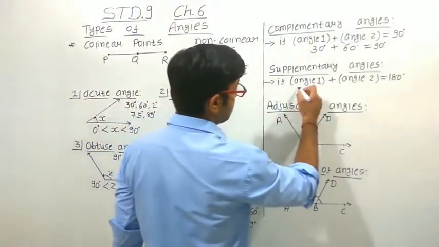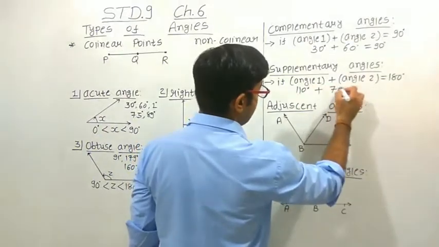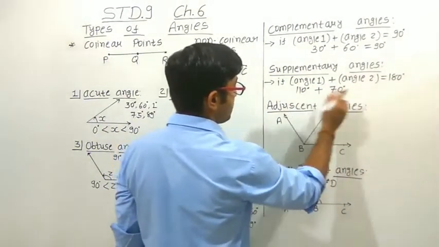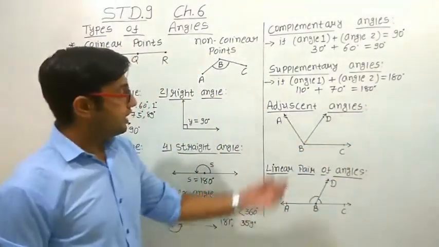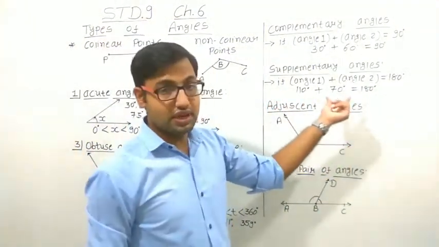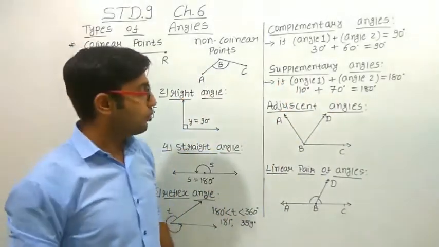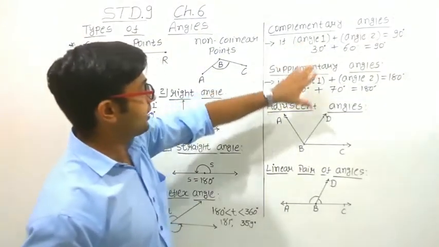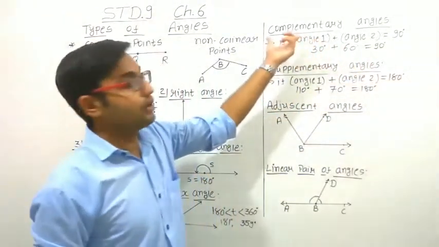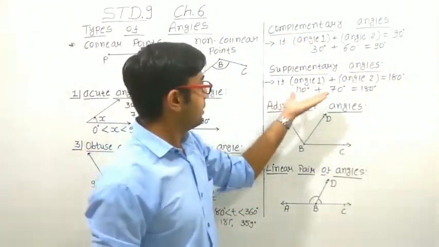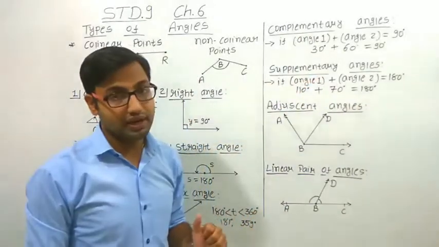Suppose one of the angles is 110 degrees, and the second angle is 70 degrees. Then what is the total of 110 and 70 degrees? 180 degrees. So 110 and 70, both the angles are making a pair of supplementary angles. Do not confuse complementary angles and supplementary angles. Be clear: if the addition is 90 degrees, they are called complementary angles. If the addition is 180 degrees, the angles are called supplementary angles.